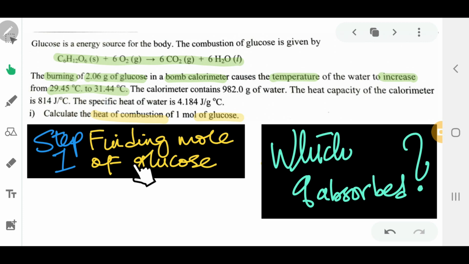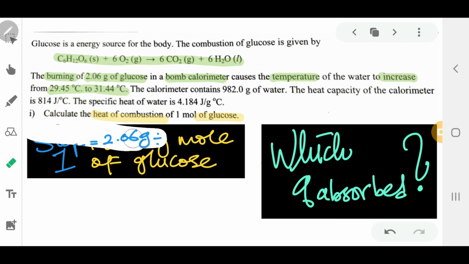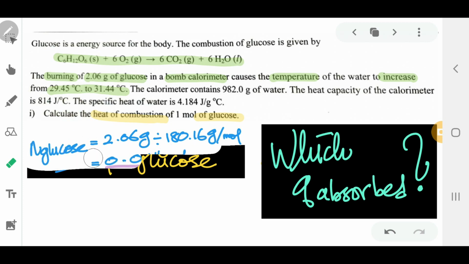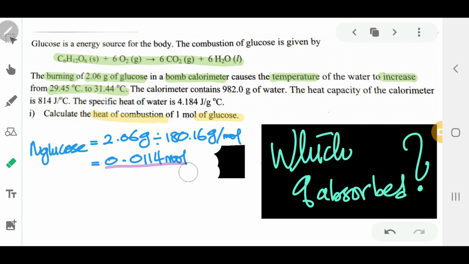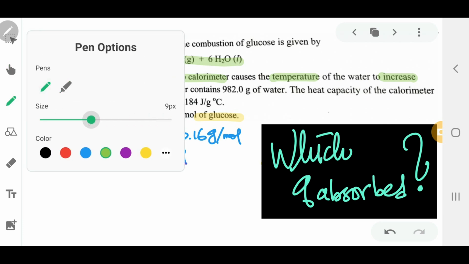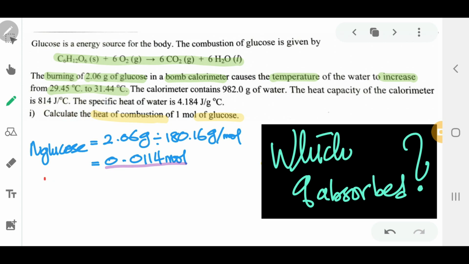So from the information given here, 2.06 grams of glucose, we should be able to find the number of moles of glucose being burned in the bomb calorimeter. When you work that out, you should get 0.0114 mole. That is the number of moles of glucose that has been burnt inside this bomb calorimeter. By finding the number of moles of glucose, you will be given 1 mark.